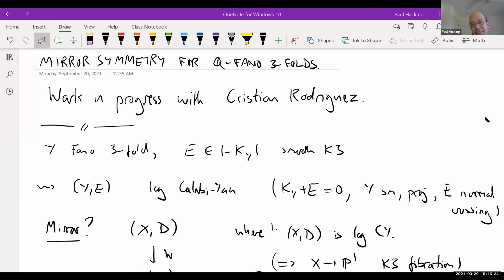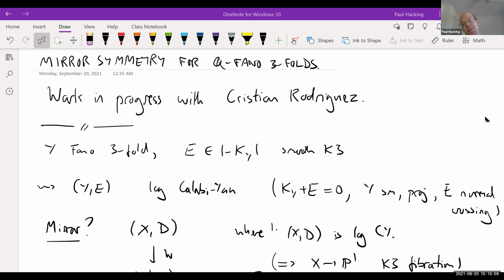So I wanted to talk about a work in progress with my graduate student, Christian Rodriguez. He's a graduate student at UMass. Basically, I've been following the Fano search program for a number of years, and when I was growing up as a grad student, I heard Miles talk on many occasions about classification of Q-Fano threefolds and sort of open problem, trying to understand those.